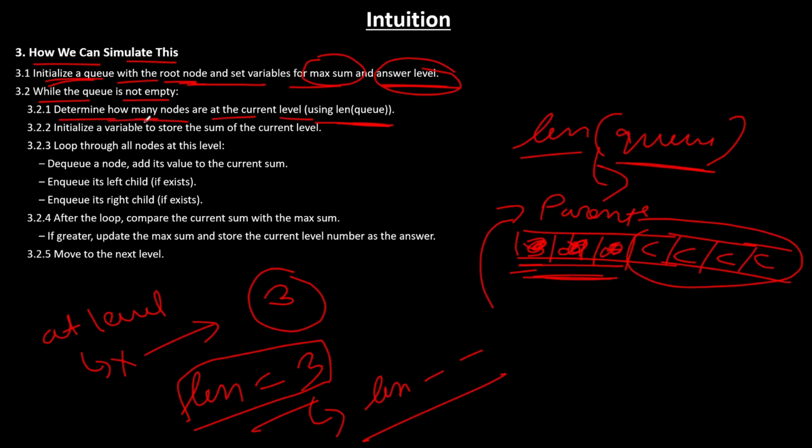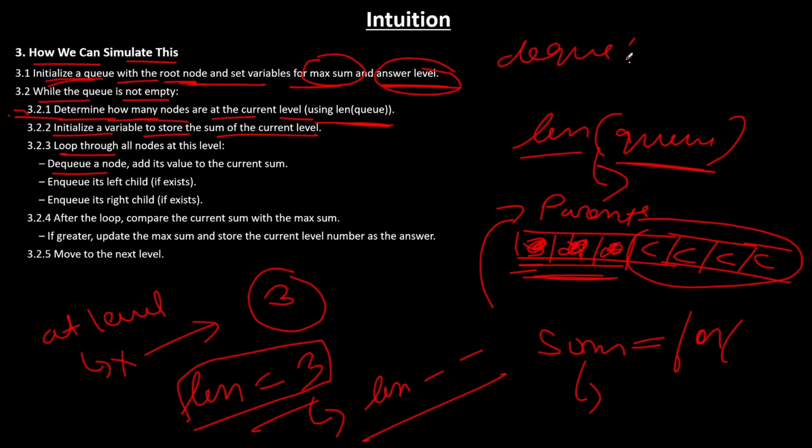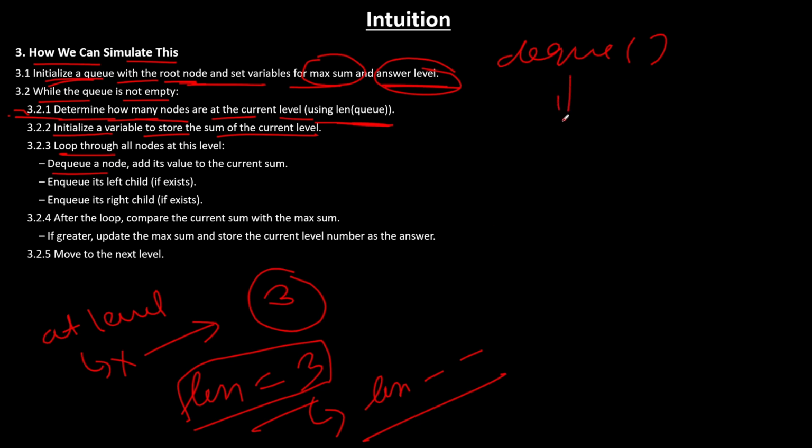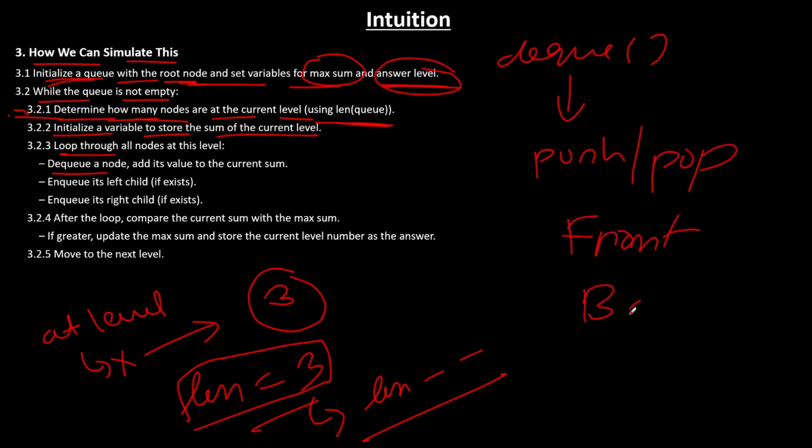And this is what we are doing here at point number 3.2.1. We initialize a variable to store the sum of the current level. This sum variable will be declared under the for loop of the size of the length, because the sum has to be updated every time at each level. How are we going to do this? We will dequeue a node, and we will be using a deque in our case, so that you can pop from the front also. In Python, a deque helps in pushing and popping from the front and back. That's why we will use a deque in our case.